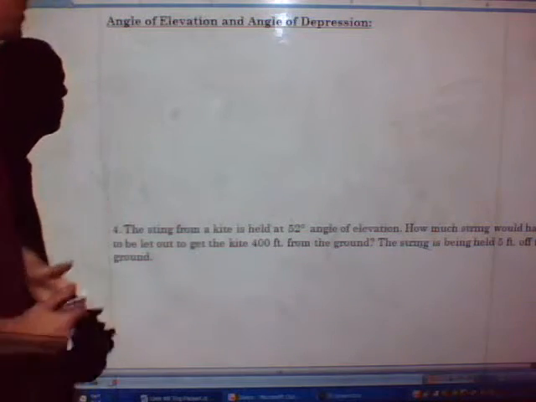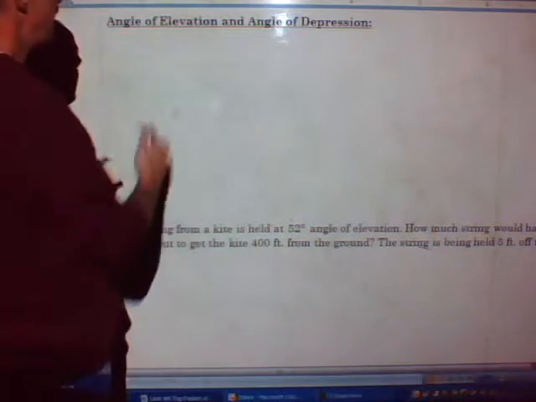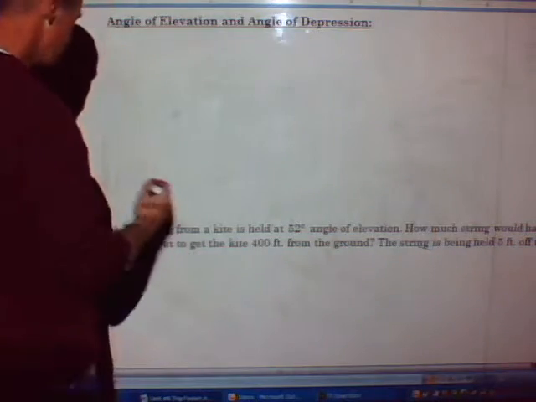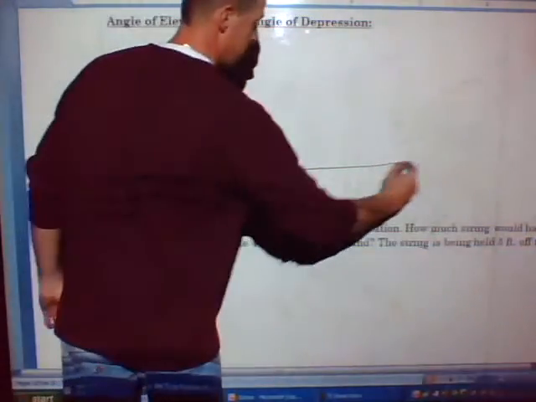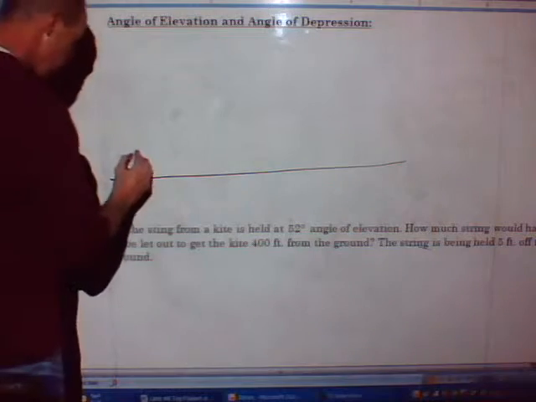Okay, we're going to finish up with application here. In order to do the application, first you need to know some terminology: angle of elevation, angle of depression. Excuse my poor artistic skills, but I'm sure you'll do a better job drawing yours.